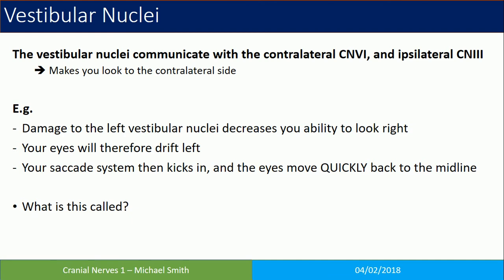So the way that I like to remember this also is that if you have a problem on the left-hand side, then your eyes slowly drift to the left as if they're trying to find out what the problem is on the left-hand side, and then your brain tells them to flick back looking straight because it doesn't want them to know that there's a problem there. So this is called nystagmus, where the eyes drift slowly and then flick back to the middle. And in the example here, where you're drifting left and then flicking back quickly to the right, this is called a right nystagmus, because the fast phase is the one that it's named after. Despite the fact there's a problem on the left, it's called a right nystagmus because they flick quickly back to the right.